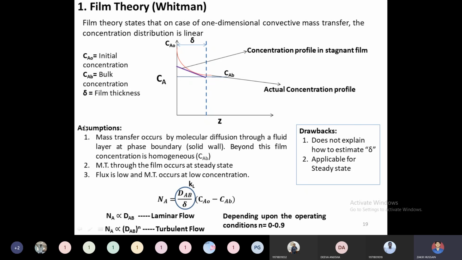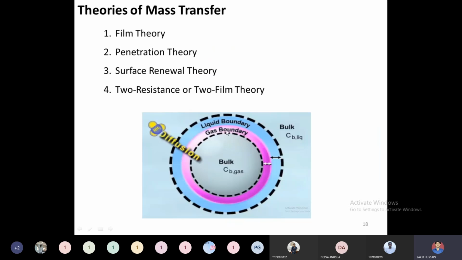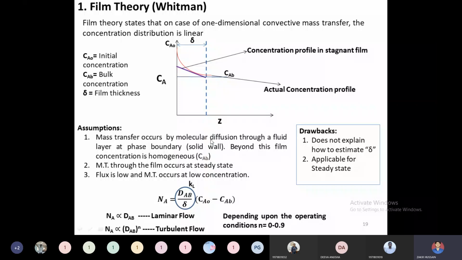According to that, there are certain assumptions in film theory. The first is that mass transfer takes place by molecular diffusion, obviously. Then there is a fluid layer, which I have shown here, and within this boundary condition only, the mass transfer operation takes place. This is a solid boundary, and one standard film forms there. Beyond this film, the concentration is homogeneous. Beyond the film thickness delta, the concentration is the same as the bulk concentration. So that is the first assumption.